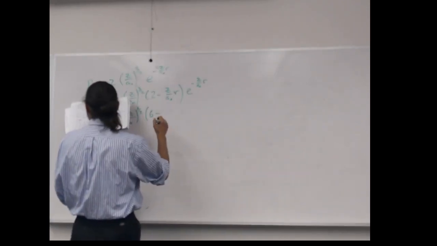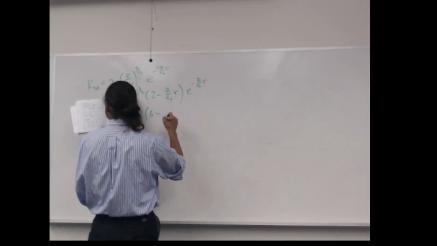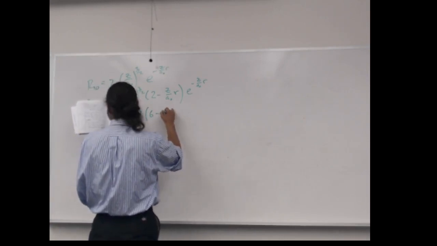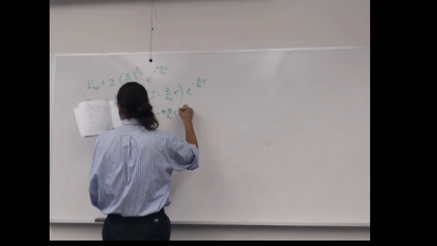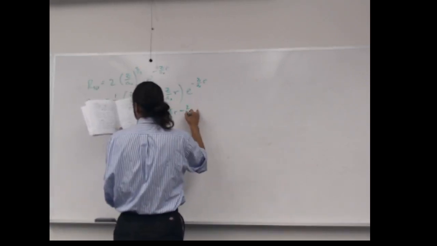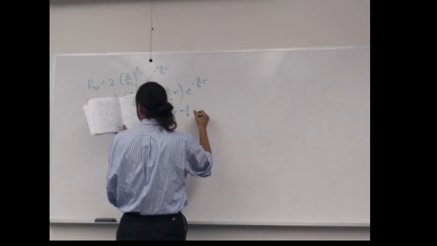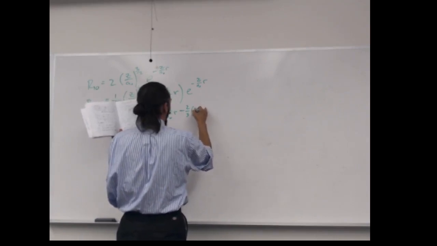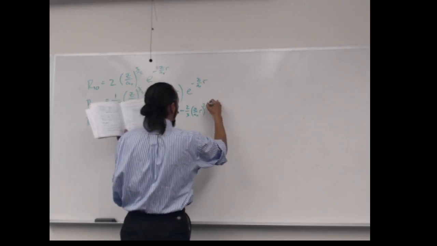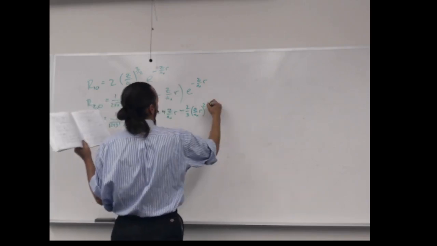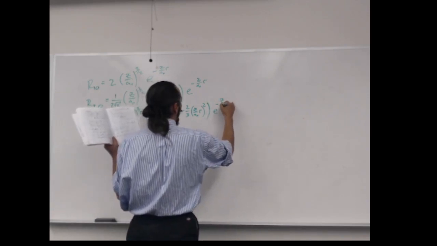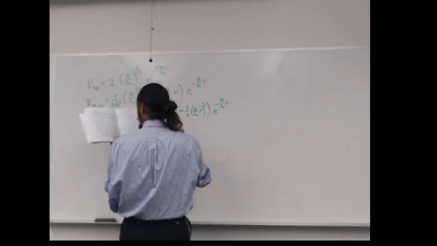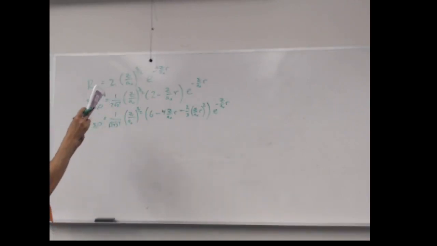6 minus 4 times Z over A naught R, minus 2/3 Z over A naught R squared, e to the minus Z over A naught R.